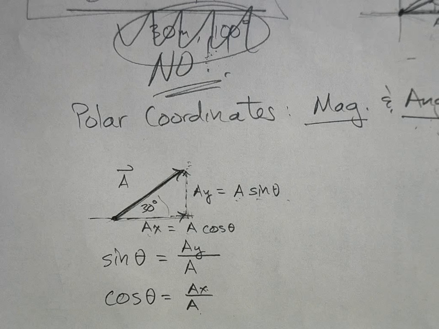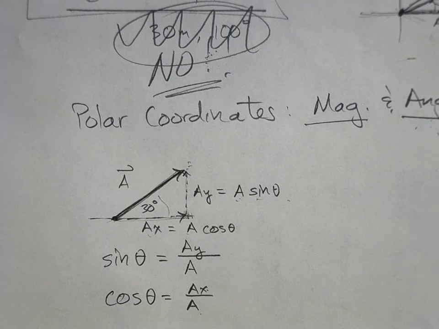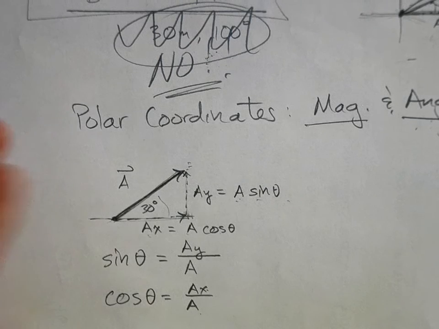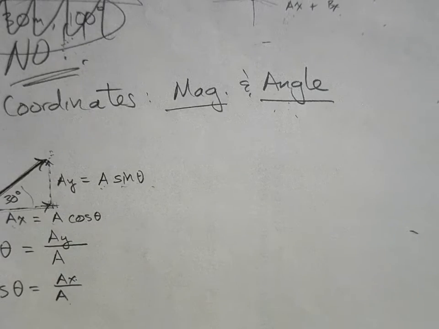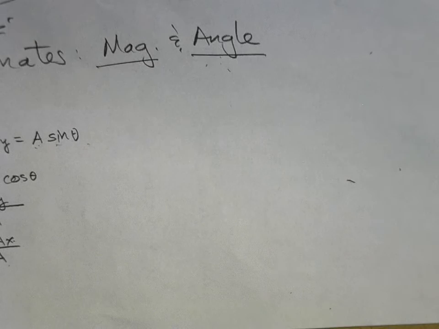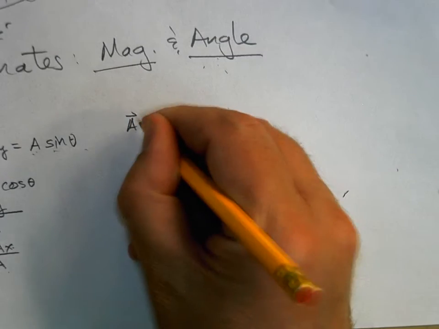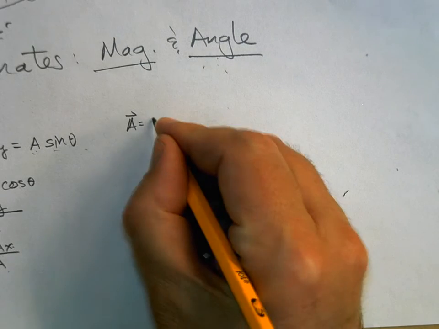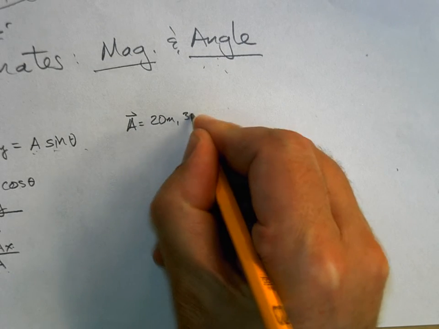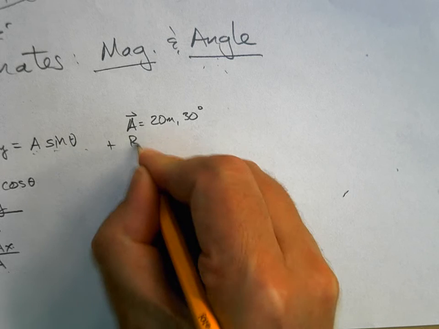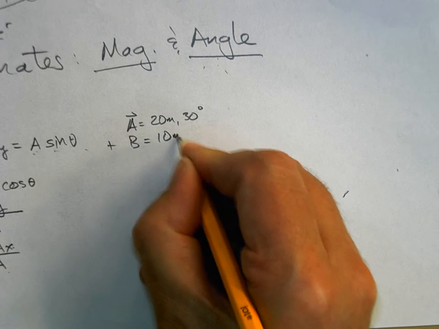And I can do the same thing to vector B. So now we're actually going to add A and B together mathematically. Let's see, I've got enough room here. So I'm going to start: vector A is equal to 20 meters, 30 degrees, plus B equals 10 meters at 70 degrees.